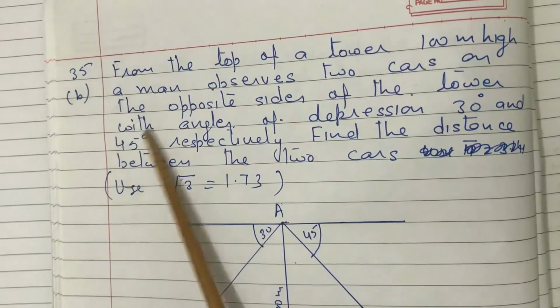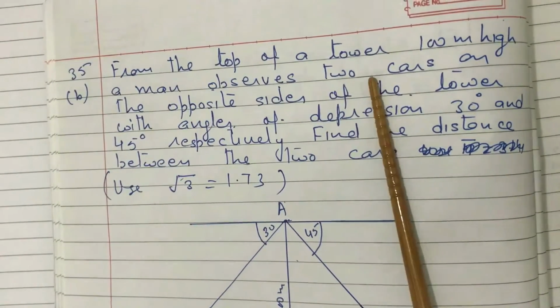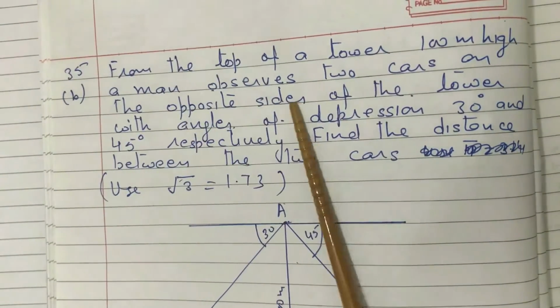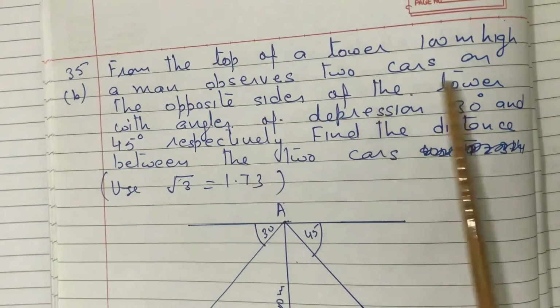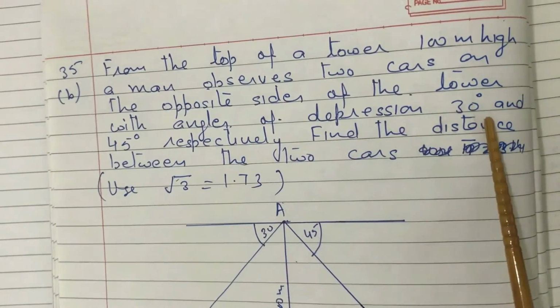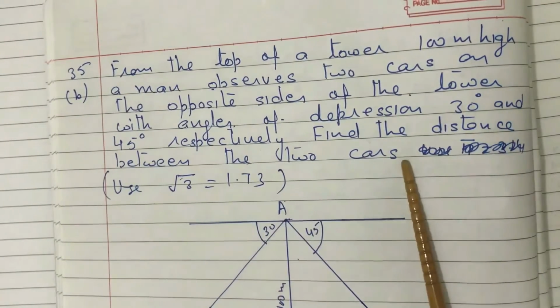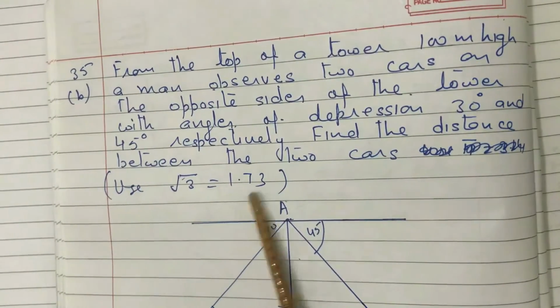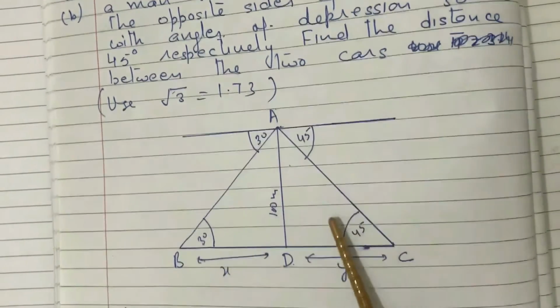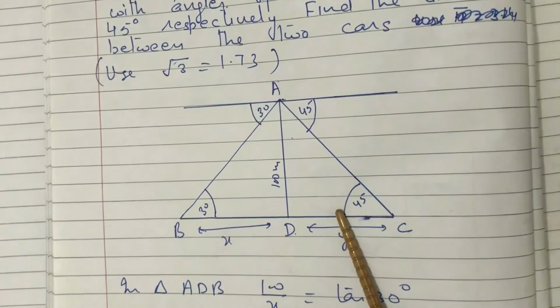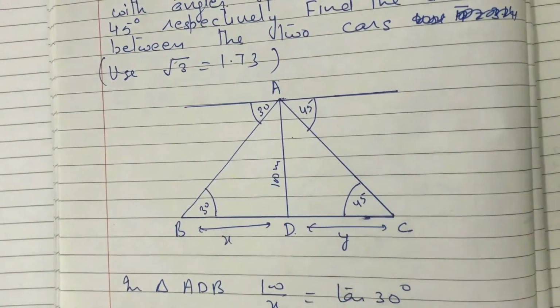Now 35 question B part. From the top of a tower 100 meter high, a man observes two cars on the opposite sides of the tower with angles of depression 30 degree and 45 degrees respectively. Find the distance between the two cars. Use root 3 is equal to 1.73. Again, it's easy to make this figure. This is not a difficult figure. You can easily draw it.